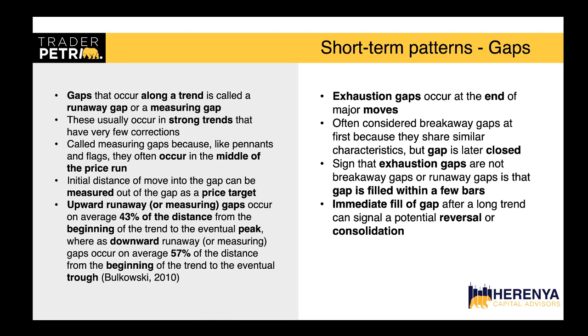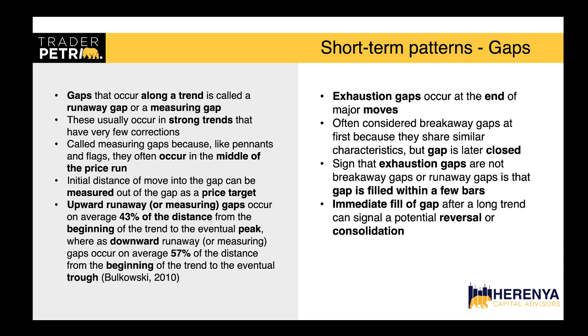So the next type of gap that we get, or the next two major ones of the 4 principal ones, is a runaway or measuring gap, and the last one is then exhaustion gap. So looking first at the runaway gap. The runaway gap occurs along a trend, and it's called a runaway or a measuring gap. It usually occurs when there's a very, very strong trend in place with very, very few corrections. The market just picks a direction and it just goes and it doesn't stop.